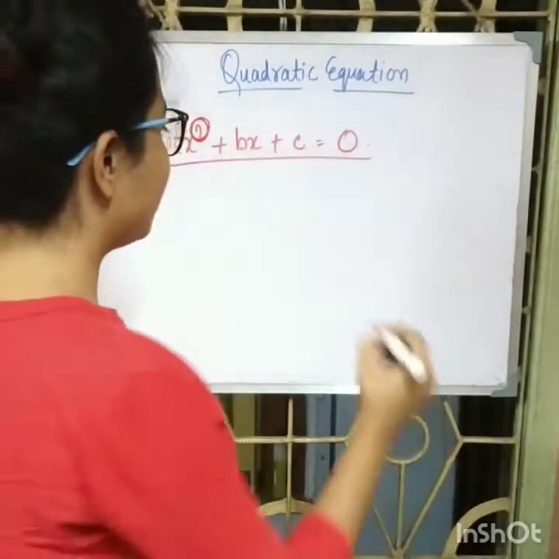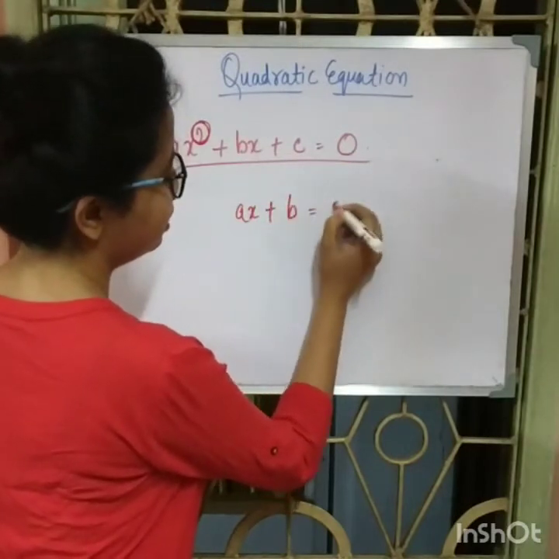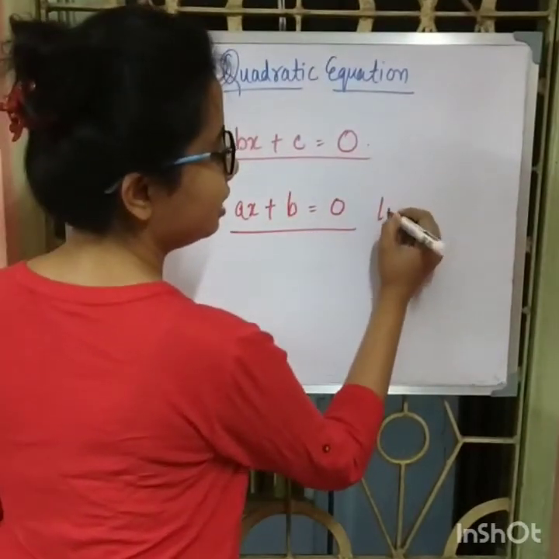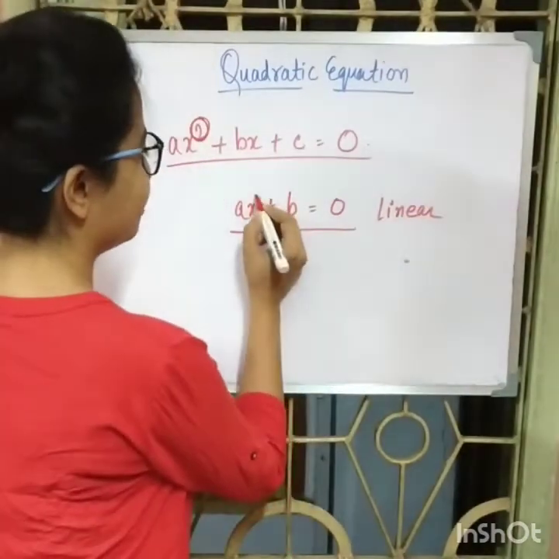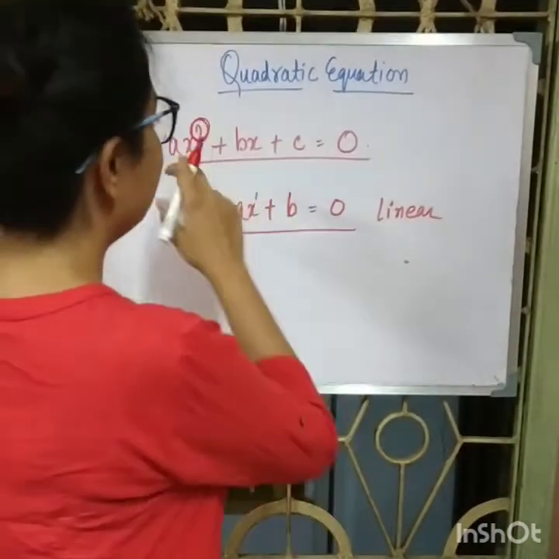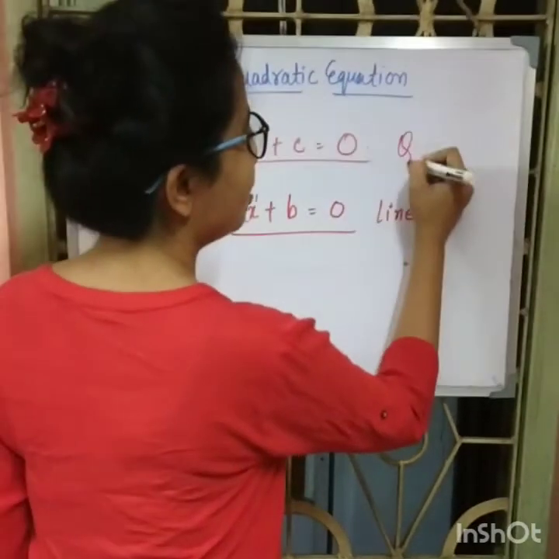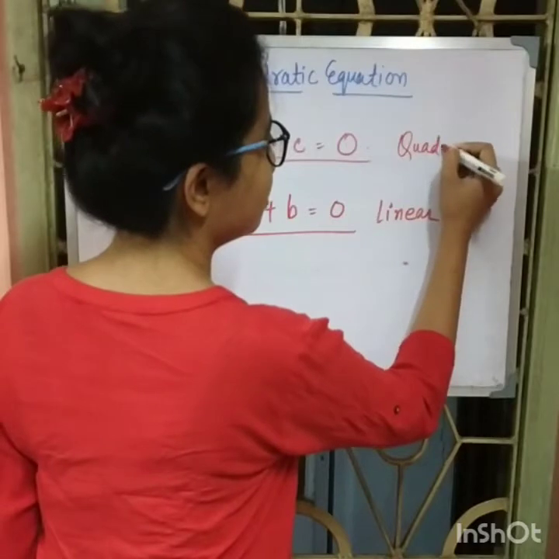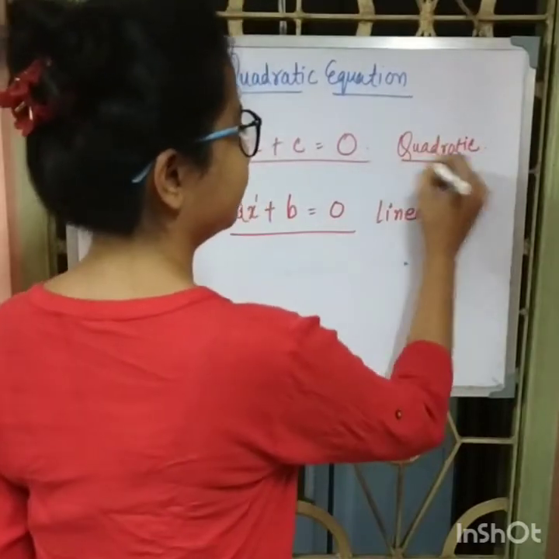In the same way, we call this equation a linear equation because here the power of x is 1. Here the highest power of x is 2. That's why we call this a quadratic equation.